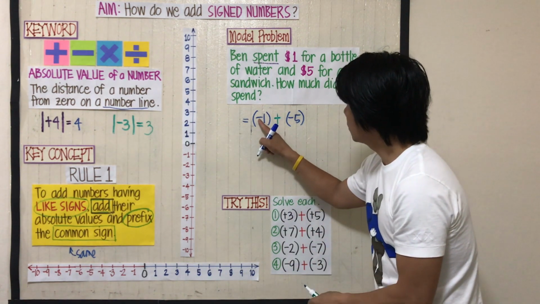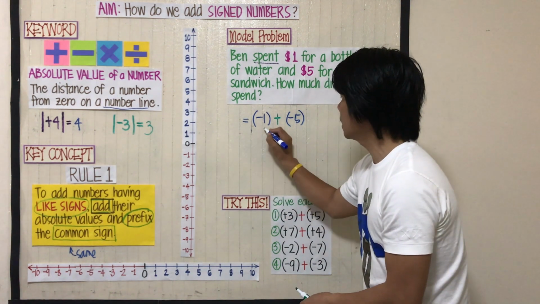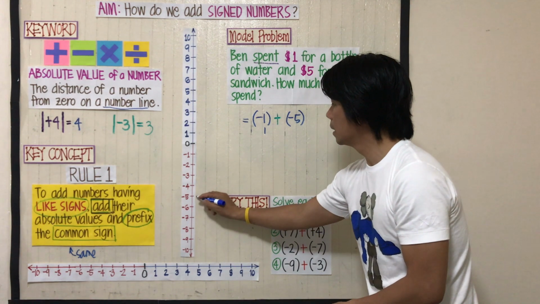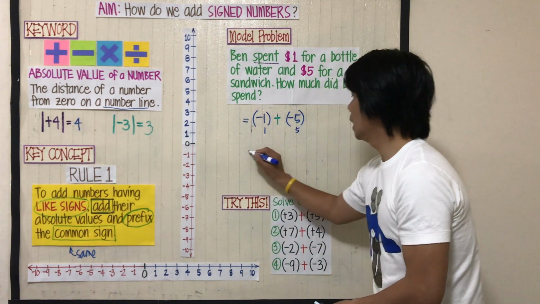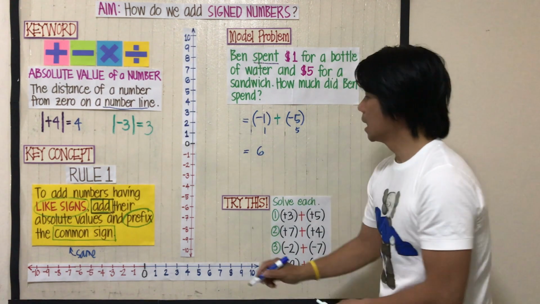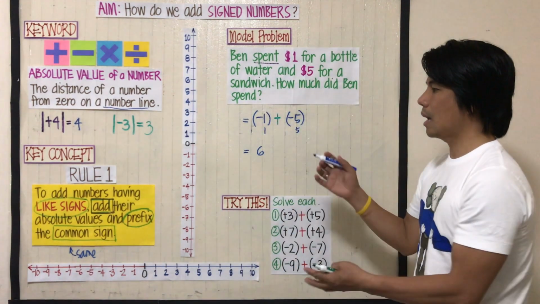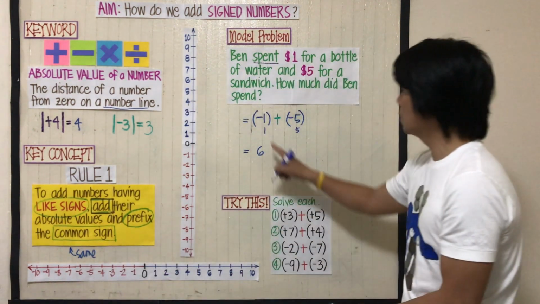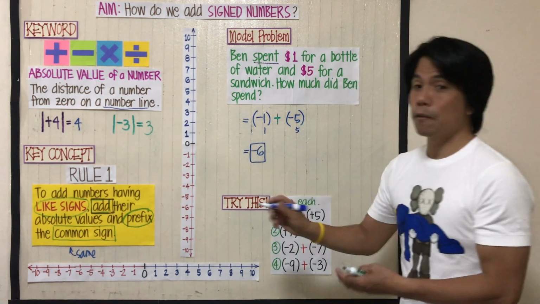So what is the absolute value of -1? -1 is right here, one space, that's 1. -5 is right here. So 5 spaces from 0, add them up, that's 6. And going back to the rule, it says once you add their absolute value, prefix the common or same sign, which is negative. Right?